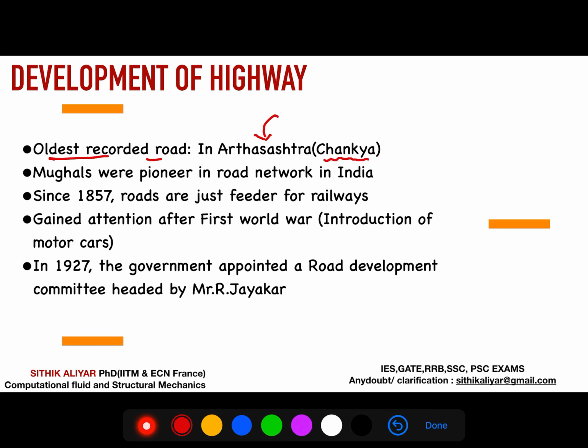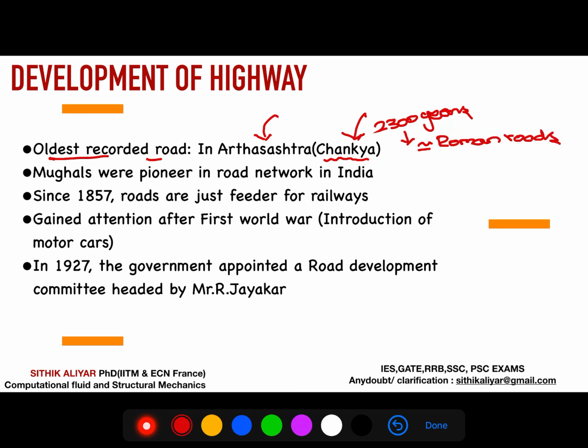First, he discussed how different types of roads should be there: war roads, and how the escape routes should be there. Everything he has discussed. That was the oldest record. It is approximately 2300 years ago. If you remember, this book was written 2300 years ago, approximately during the Roman period.